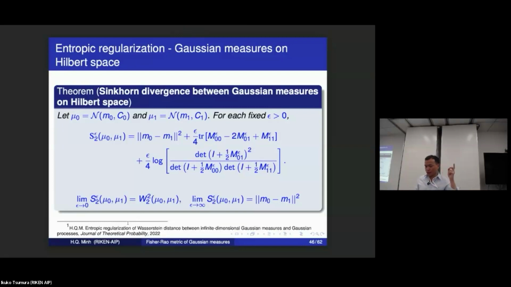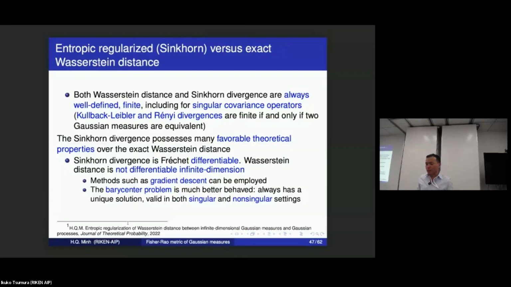Marco Cuturi and his colleagues have worked out the formulation for the finite dimensional setting, so we actually have the infinite dimensional setting as well. The entropic regularization actually has very nice properties compared to the finite dimensional setting. It is Fréchet differentiable, whereas the Wasserstein distance is not differentiable in infinite dimension. And the barycenter problem is much better behaved, because it always has a unique solution.